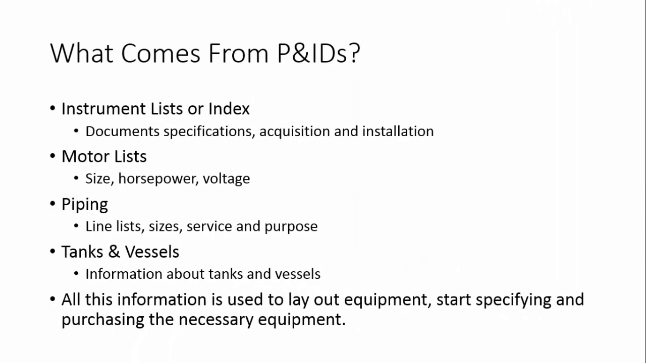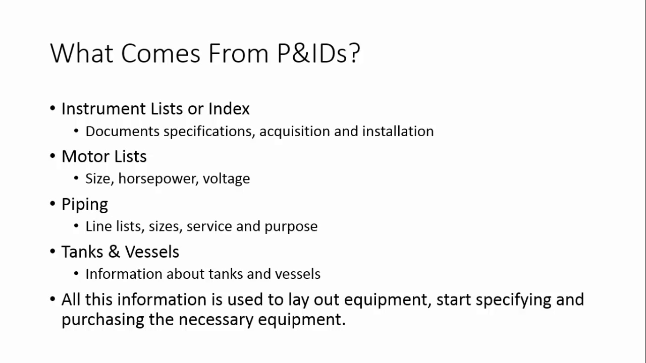So what is typically found on P&IDs? This slide is showing us that typically you're going to have instrument lists. You might call it an index that includes document specifications, where instruments have been purchased, how they're installed, where they're located, the type of instrument that is being used. You'll see motor lists showing any pump motor sizes or blower motor sizes, the horsepower, the voltage ratings, is it single phase, is it three phase.